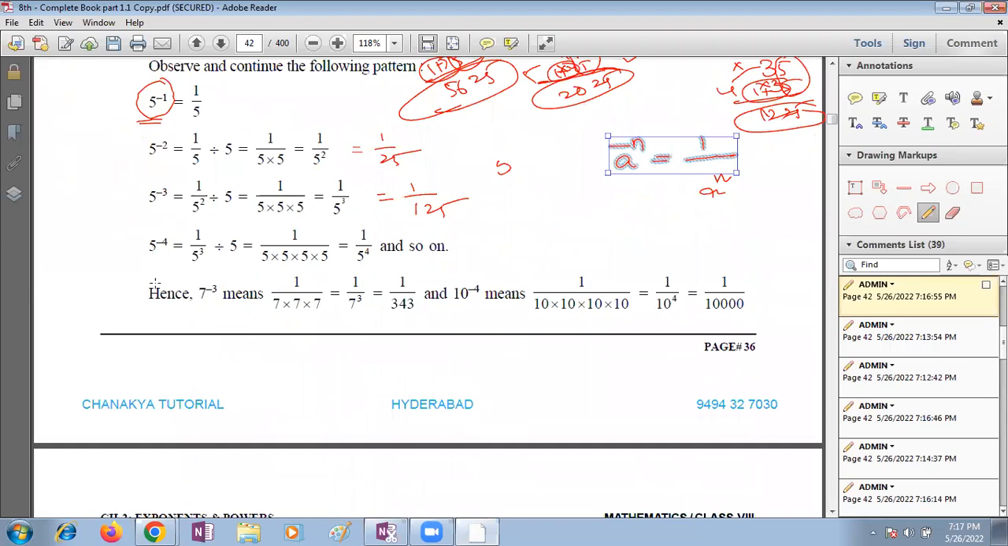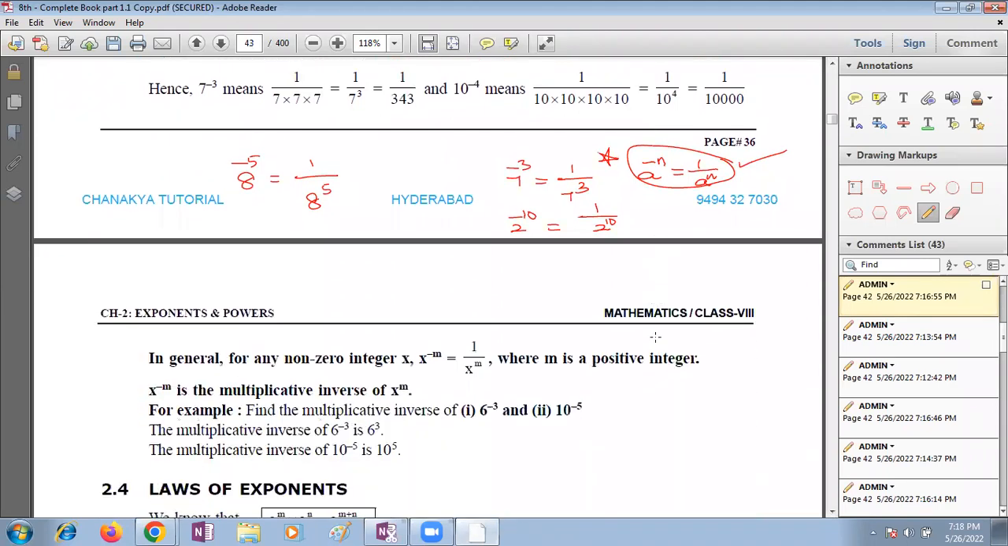This is one more basic rule, children, very important. Suppose 8 power minus 5. That means 1 by 8 to the power 5. 7 to the power minus 3 means 1 by 7 cube. 2 to the power minus 10 is nothing but 1 by 2 to the power 10. Yes or no, children? Any negative exponent can be written as 1 divided by a power n. This is the general thing you need to remember, very important, because in class 6 we did not learn about negative exponents.